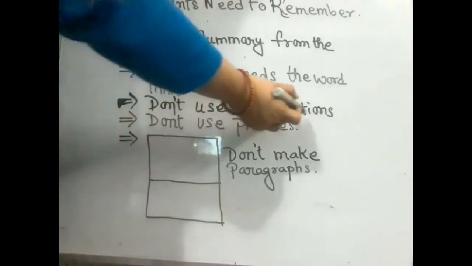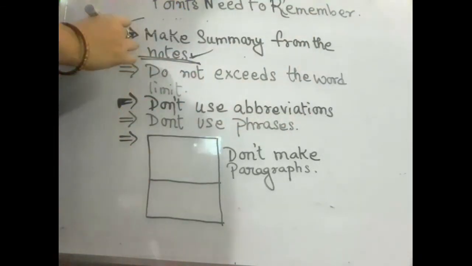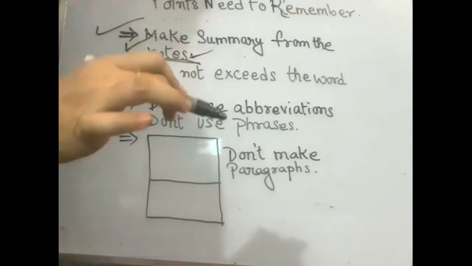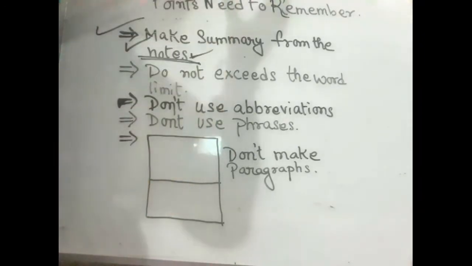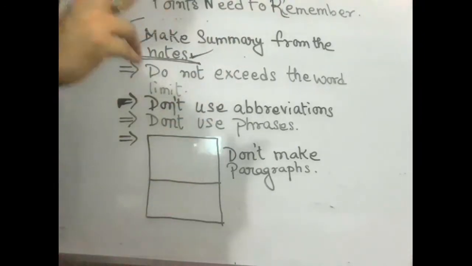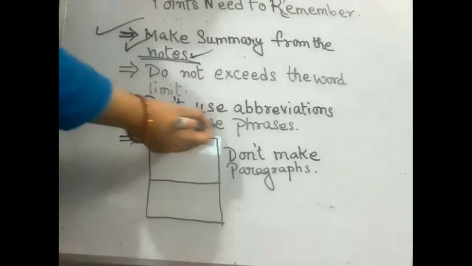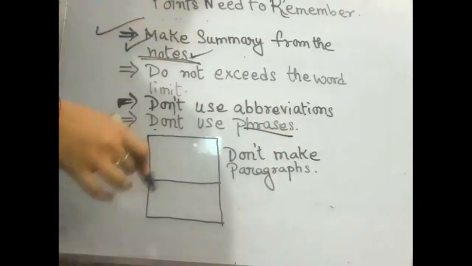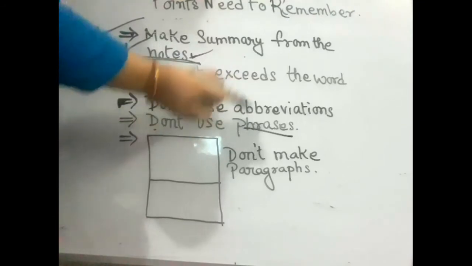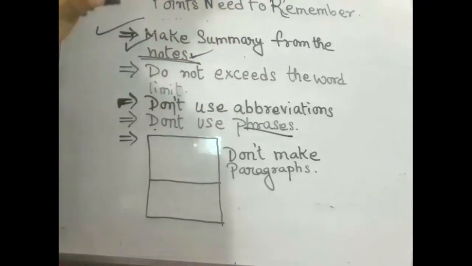Don't use abbreviations. You have used abbreviations in notes, right? But you will not use abbreviations. Abbreviations means short forms of the word. You will not use that while writing the summary. This is the most important point. Next is don't use phrases. You have used phrases while writing notes, but you will not use phrases while writing the summary.